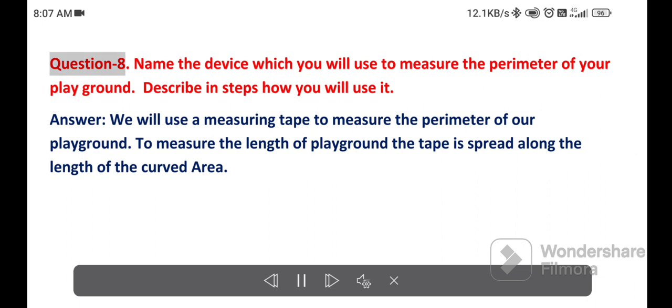Question 8. Name the device which you will use to measure the perimeter of your playground. Describe in steps how you will use it. Answer. We will use a measuring tape to measure the perimeter of our playground. To measure the length of the playground, the tape is spread along the length of the curved area.